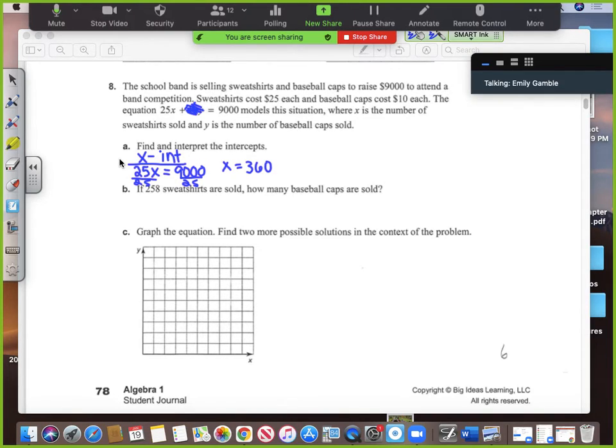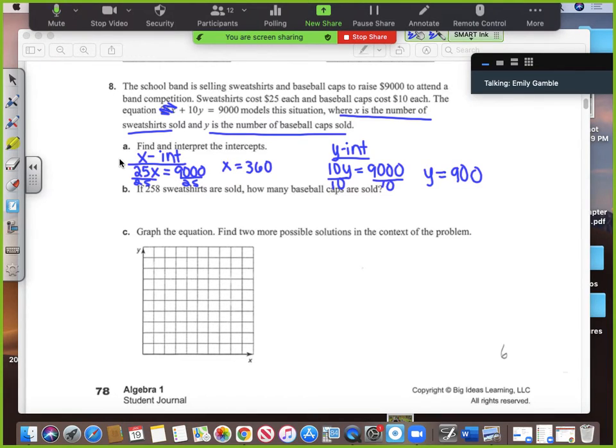The y-intercept is the opposite. We set the x to be 0, so the original equation, we take that and basically just cross it off. And then we solve the little equation 10y equals 9,000. We divide by 10, and we get y equals 900. Now, don't forget, x is the number of sweatshirts sold, and y is the number of baseball hats sold.